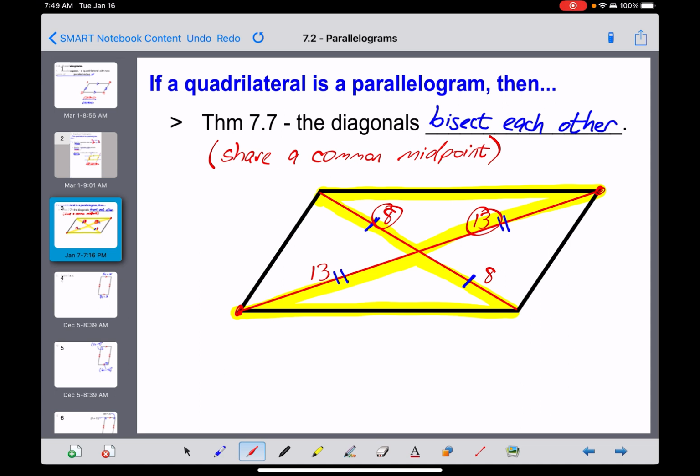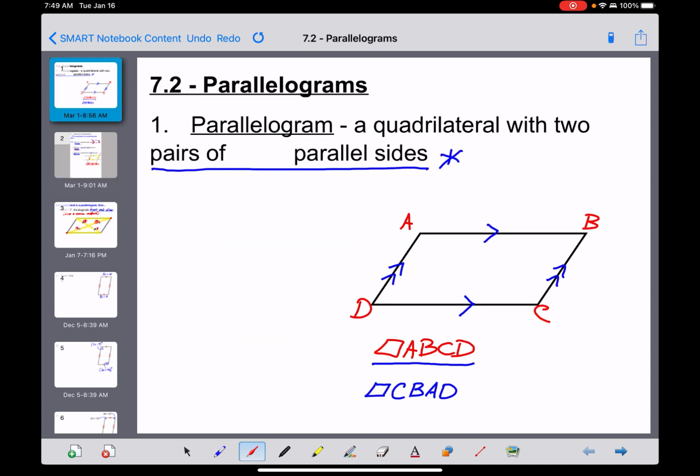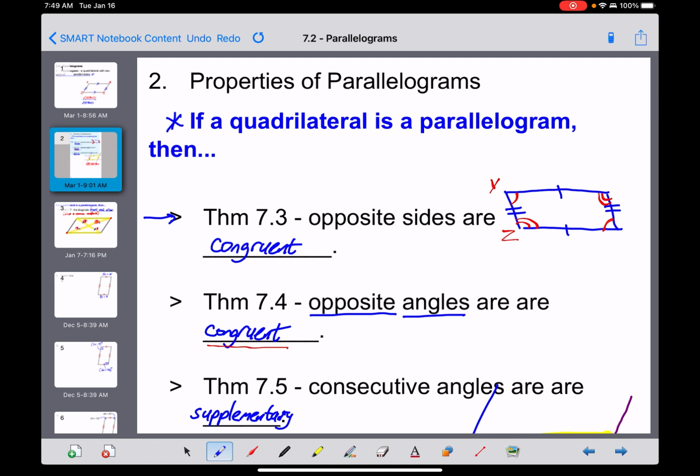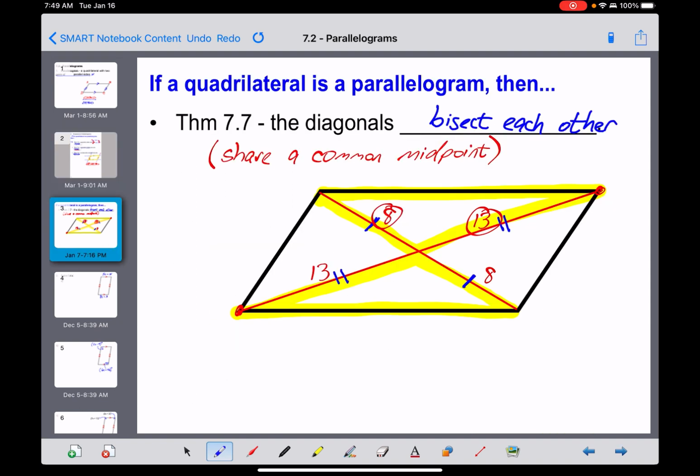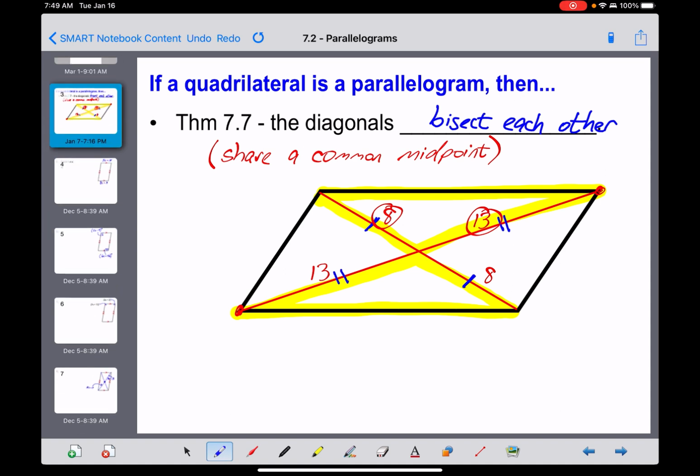Okay, so what we've seen so far is the definition of a parallelogram, two pairs of opposite sides that are parallel, and then four properties of parallelograms. The opposite sides must be congruent, the opposite angles must be congruent, consecutive angles must be supplementary, and the diagonals bisect each other. And the good news is, that's all of the new content here in section 7.2.